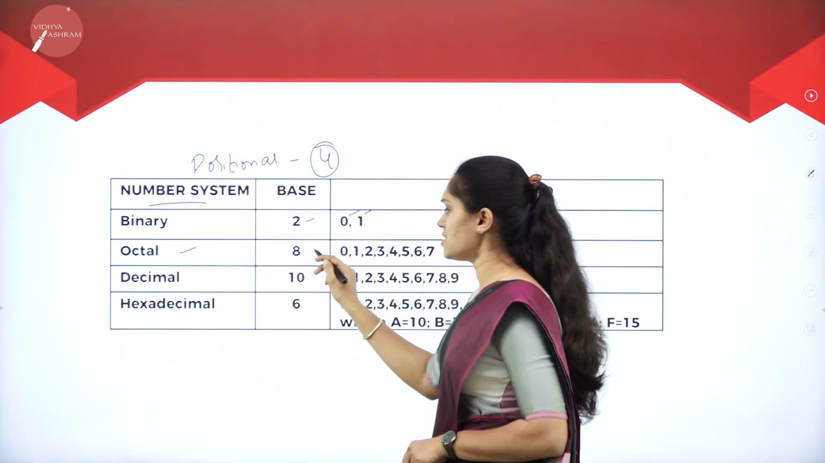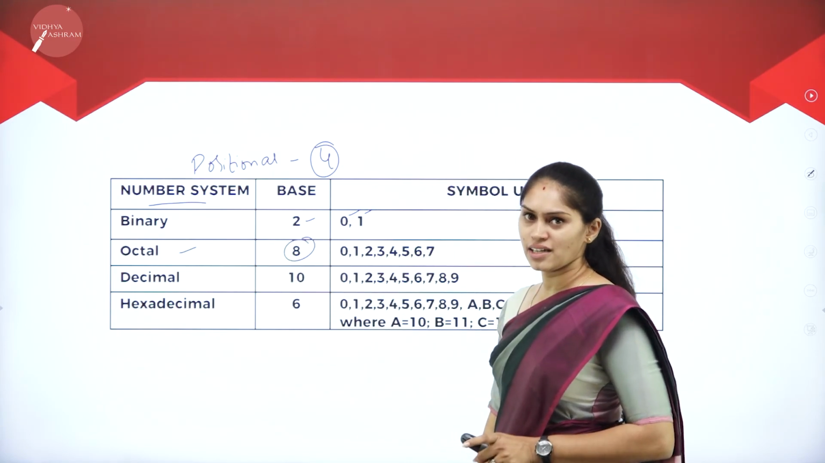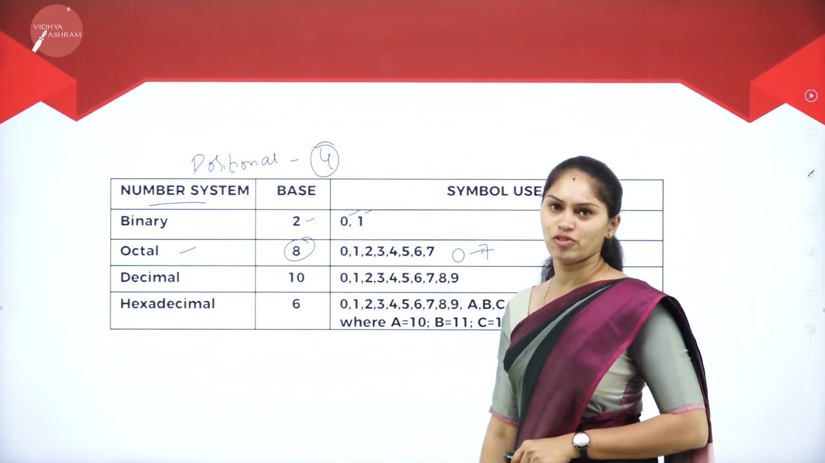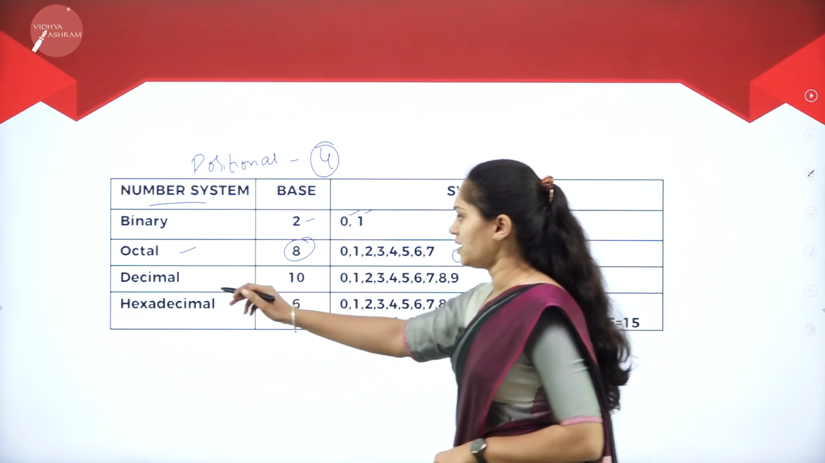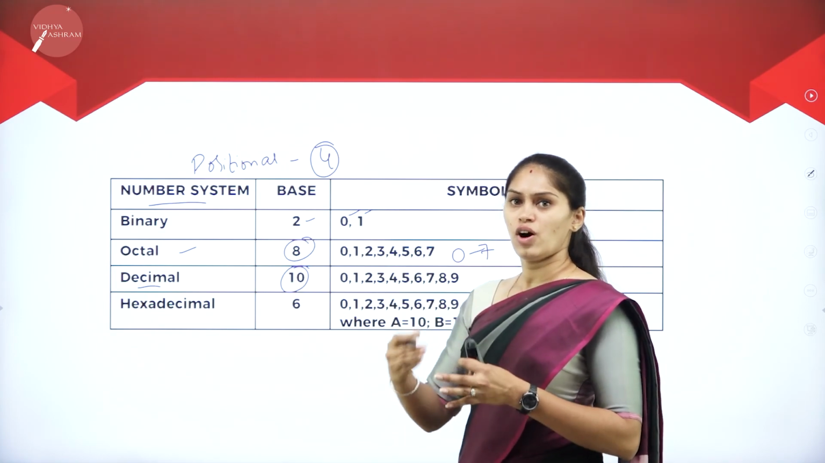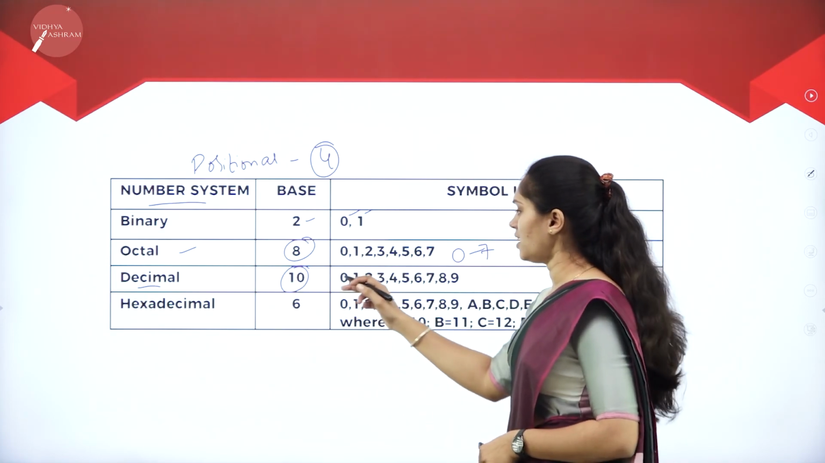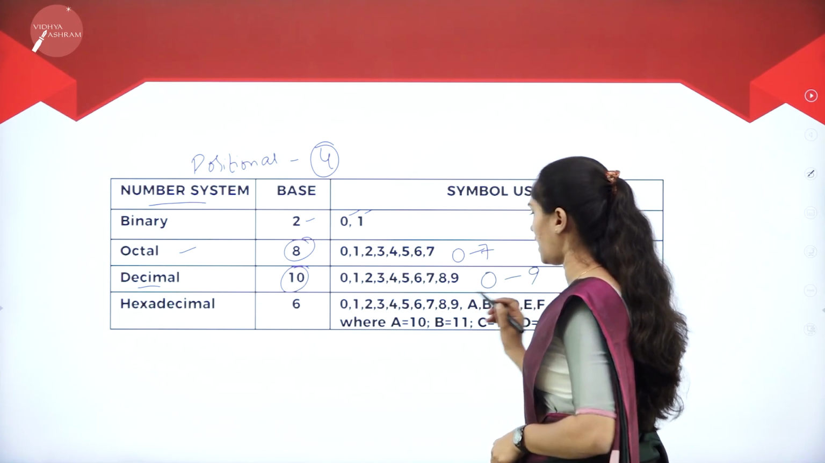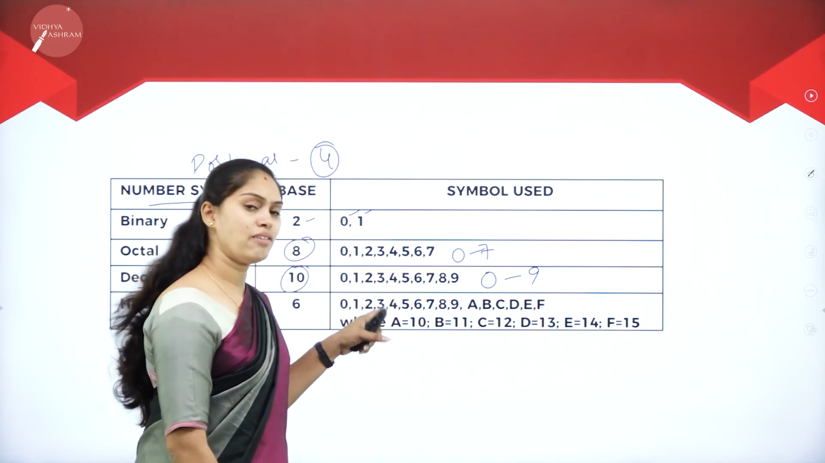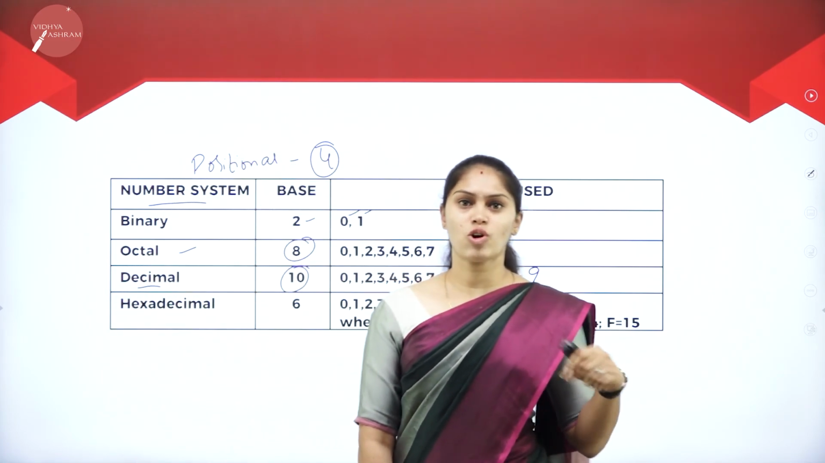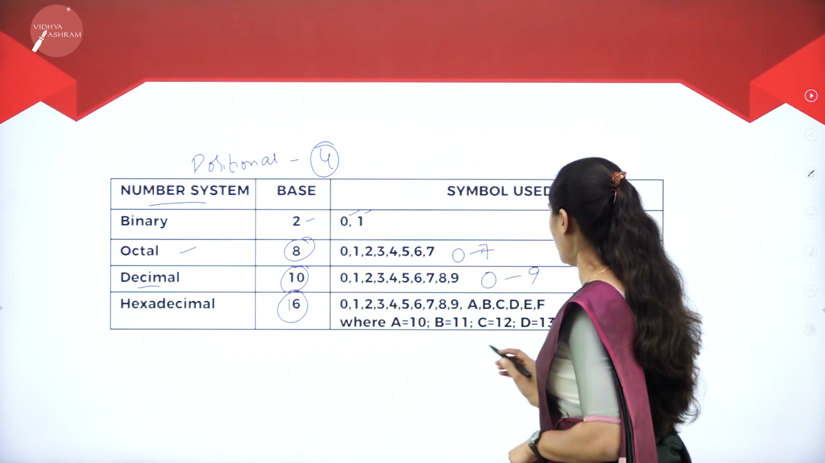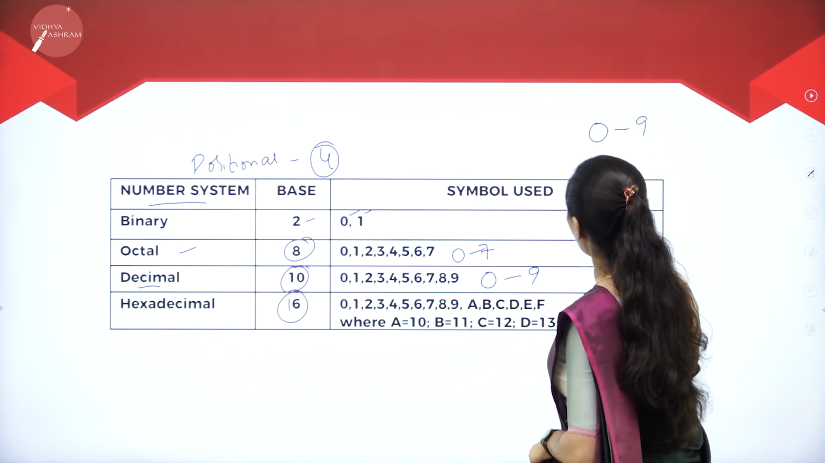In the octal number system, its base or radix is 8 and it has numbers between 0 to 7. That is 0, 1, 2, 3, 4, 5, 6 and 7. Then in the decimal number system, its base or radix is 10. We are going to represent its values raised to the power of 10. Then the numbers will be between 0 to 9. That is 0, 1, 2, 3, 4, 5, 6, 7, 8 and 9. Then we have the hexadecimal number system, and its base or radix is 16. The numbers will be between 0 to 9 and A to F.